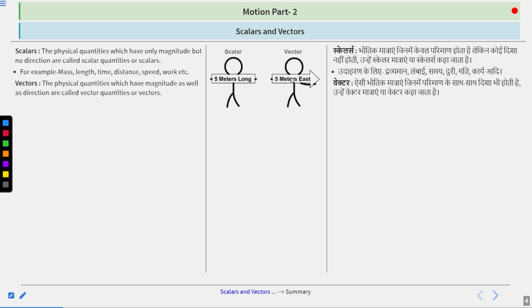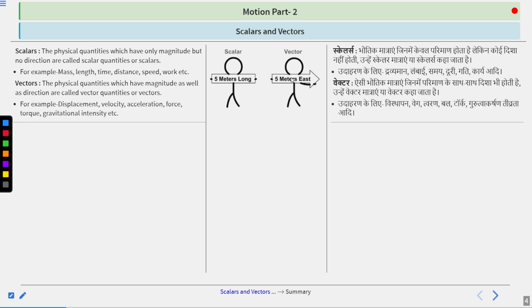In scalars, you only get the magnitude. Here you can see in this picture, 5 meters long, but in which direction you are not getting any specific data. On the contrary, you are getting the vector 5 meters east. Here you are getting the magnitude as well as the direction in which this magnitude is. For example, displacement, velocity, acceleration, force, torque, gravitational intensity, etc. These all are examples of vectors.